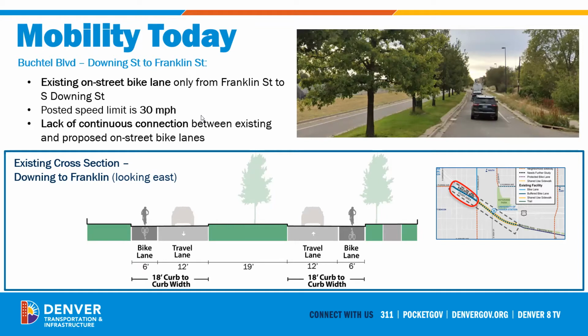And so with these slides, if you can imagine you were standing in the median here of Bucktail and could see through the trees, you would see on the bottom what our widths are here. We've got an existing bike lane from Downing to Franklin of 6 feet, travel lanes that are 12 feet, and a nice 19-foot wide median. And so that's the initial Downing to Franklin.